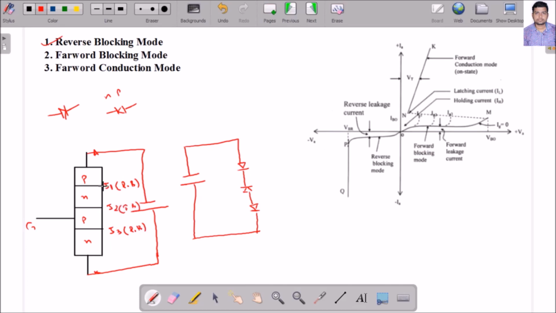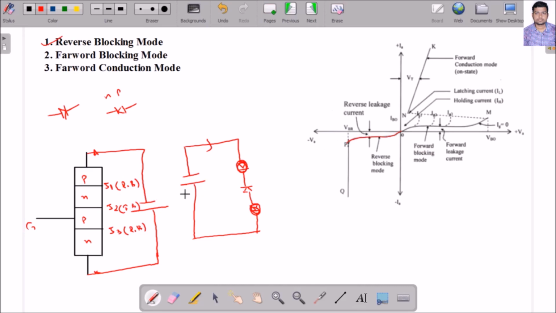If this junction and this junction are reverse bias, then what is the current? It is open circuited because of the reverse bias condition, and the other is only forward bias. So the current is 0, but some amount of leakage current is flowing. This is shown by this diagram, O to P. This region is nothing but the reverse blocking mode, because it is blocking the flow of current due to the reverse bias condition of junctions J1 and J3. But some leakage current is flowing, of the order of milliampere or microampere, in the reverse blocking mode.